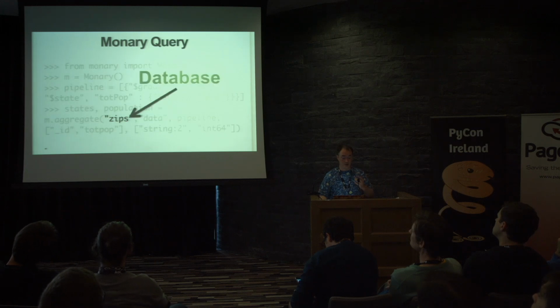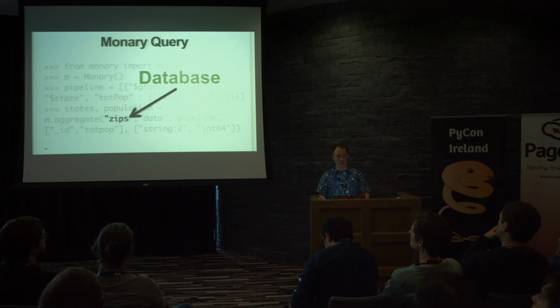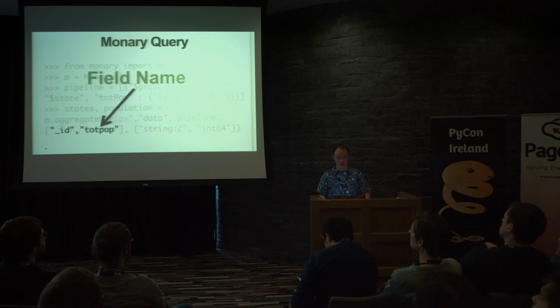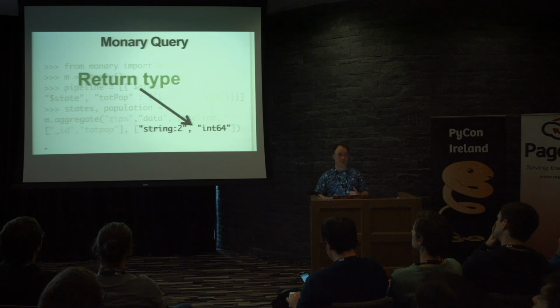So the first thing, what's the most important thing? The database. You need to be able to reference the database. The next argument after that is the particular collection in the database, and after that is the pipeline. However, if you've used MongoDB before, it looks a bit different, because it has things like the field name and the return type.